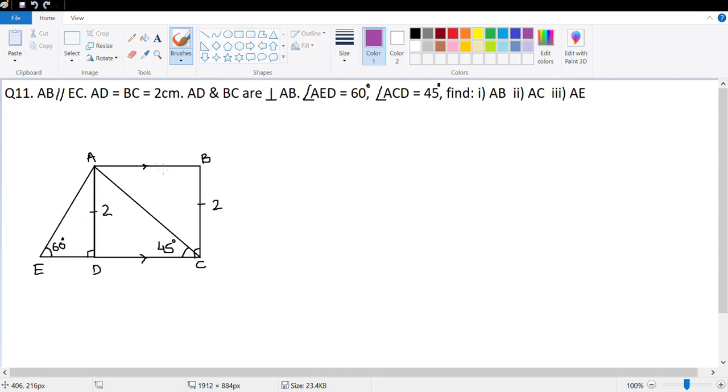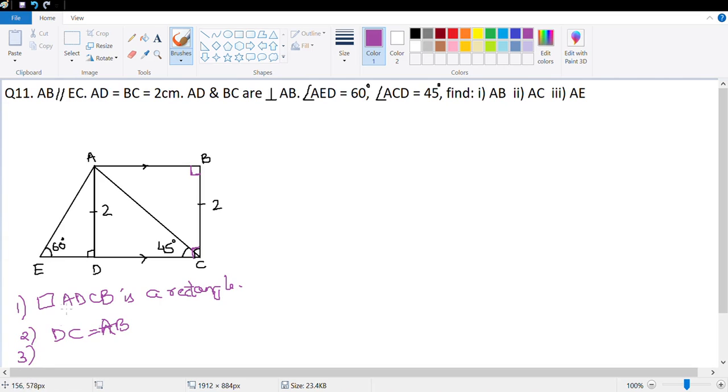So I need to calculate AB. This is 90 degree, because these lines are parallel and this is 90 degree. The sum of co-interior angles will be 180, so this is also 90. So point number 1, quadrilateral ADCB is a rectangle. What it means is DC is equal to AB.